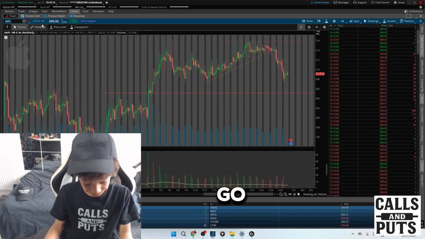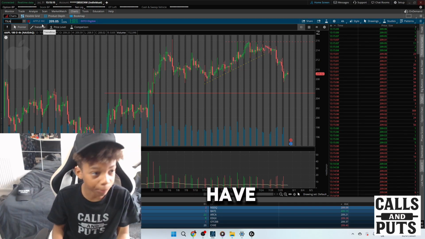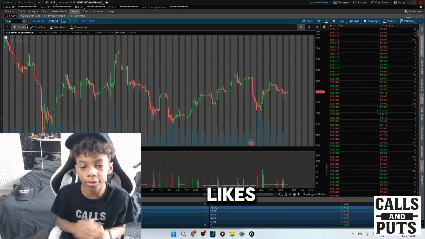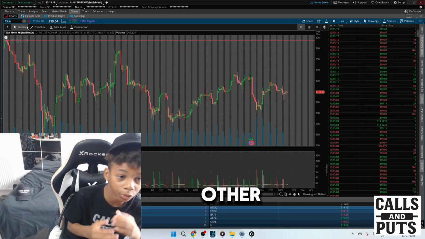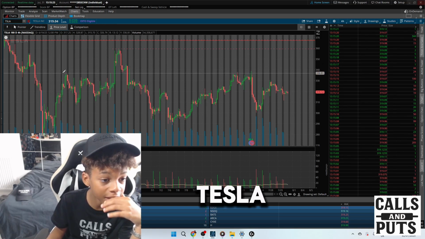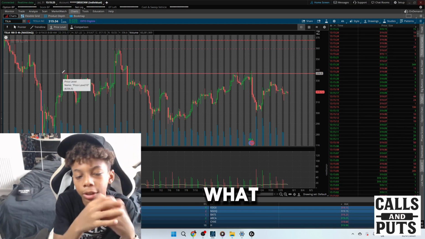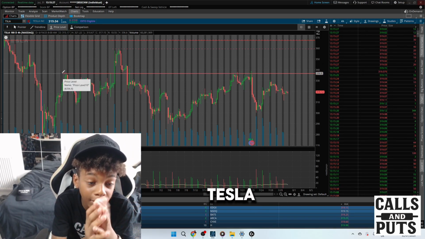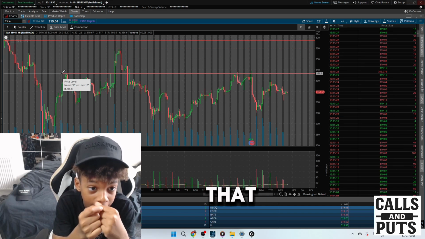Let's go to Tesla. Tesla likes to have big breakouts, but Tesla likes to consolidate for a longer time than other stocks. Look, on the 4 hour, Tesla. So what does Tesla normally do when it comes to breakouts? Tesla normally has one candle that peaks high.